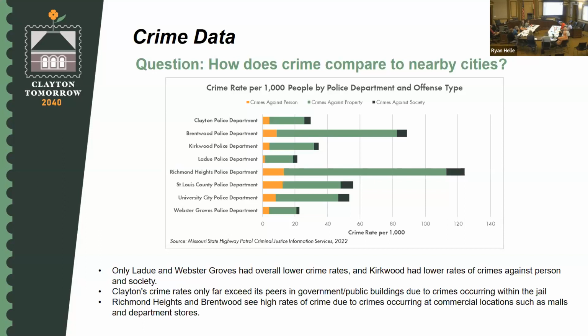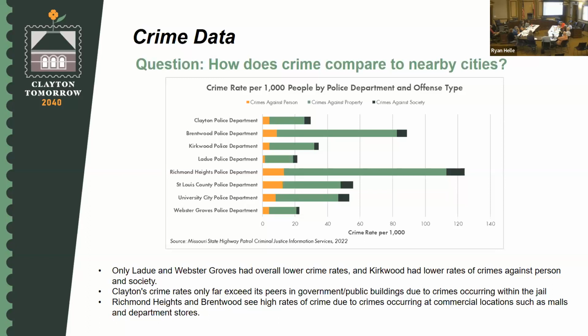So we received a bunch of data from the Clayton Police Department, which was really helpful, to think about what kind of crimes are happening here, where they're happening, and then again, how that relates to other communities. You can see there, the Clayton Police Department, that's the very top line on this graph. You all are significantly lower than some communities. Just overall crime, you're a little bit higher than say Ladue or Webster.